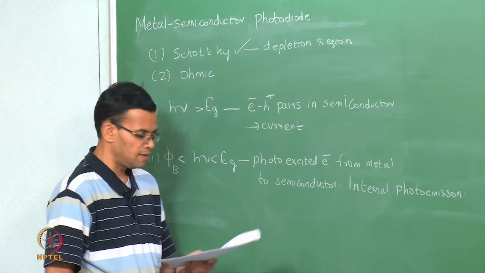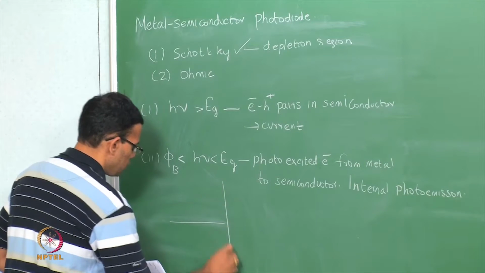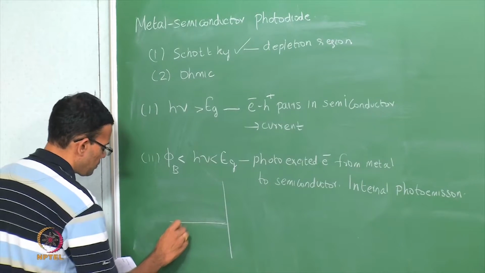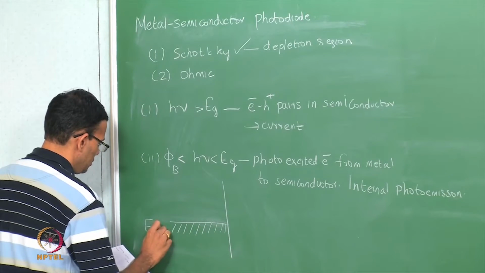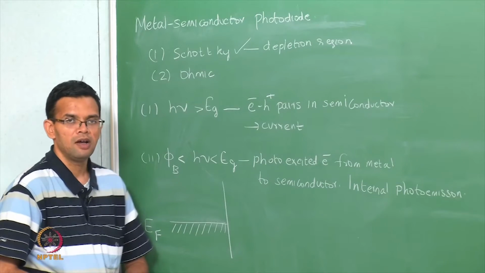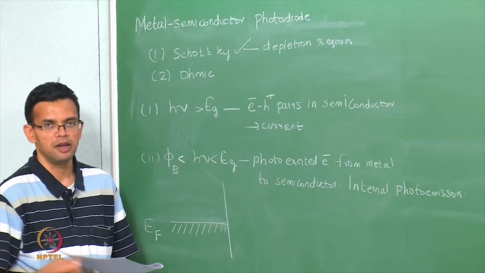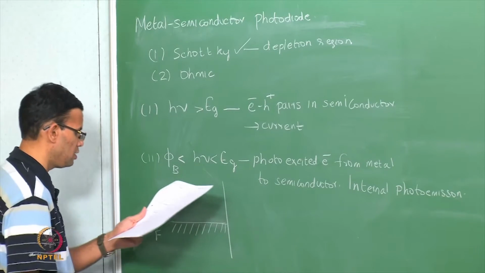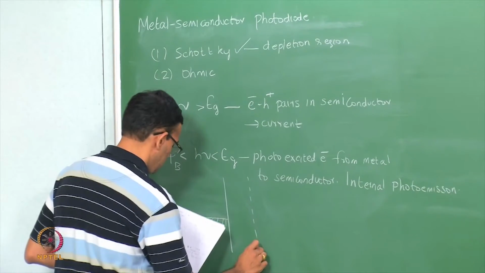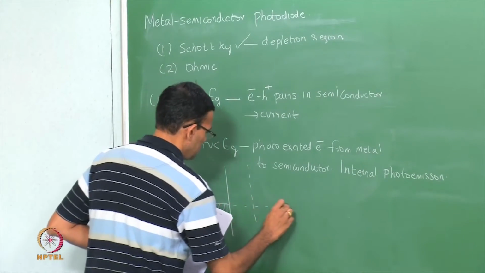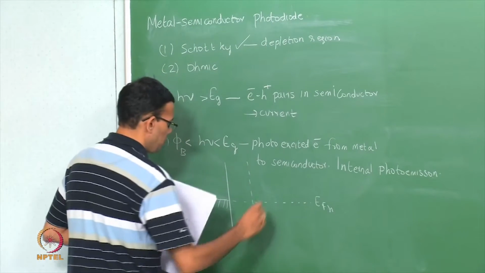So, consider the example of a Schottky junction in equilibrium. So, this is my metal side, EF. We have seen earlier that a Schottky junction is formed when the work function of the metal is greater than the work function of the semiconductor. We have a depletion region. So, if my semiconductor is n type, that is my Fermi energy.